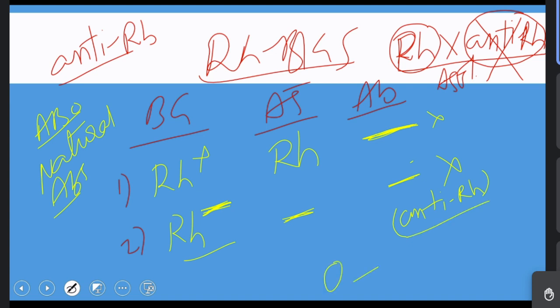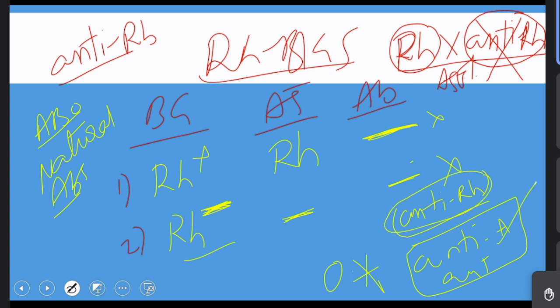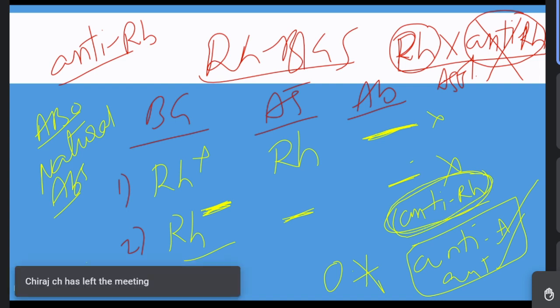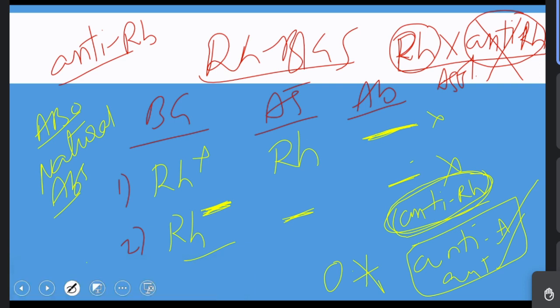Take the O group individual. O group individual is born with anti-A and anti-B, because he is not having any antigen, he is having natural antibodies. And here also there is no antigen in RH, like O group. Still he is not having any anti-RH. That means in the ABO blood group system, natural antibodies are produced by birth, whereas here these antibodies are not produced by birth. And thus RH positive will have only RH antigen, no antibody. RH negative will have neither antigen nor antibody. Is it clear?